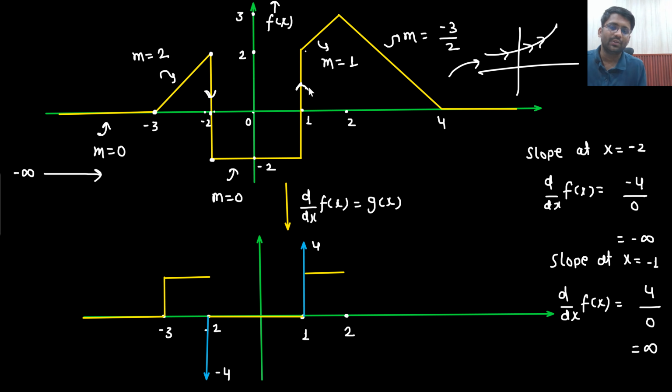No sudden jump. Slope is 0. Then again there is a sudden jump. The slope is infinity, but the area is 4. Now what is the slope here? Slope is 1. Now is there any sudden jump at x equals to 2? At x equals to 2, is there any sudden jump? No, it is going down slowly.